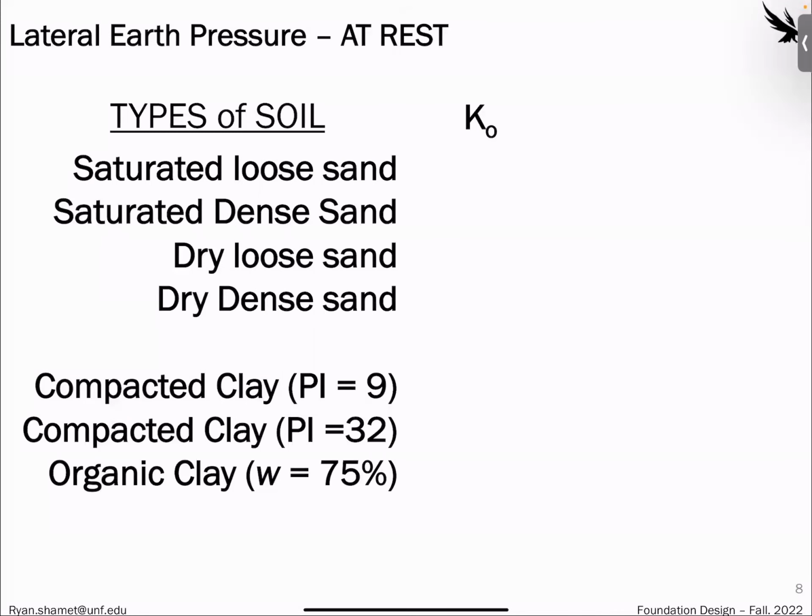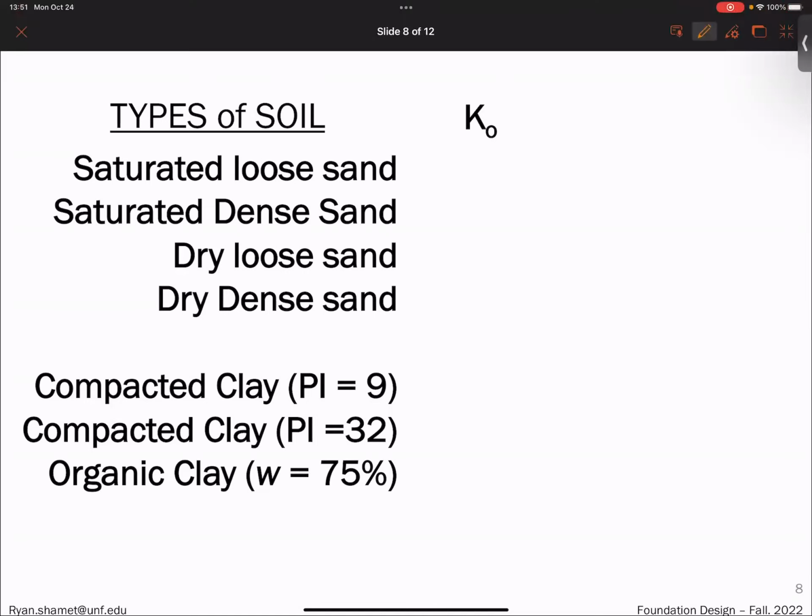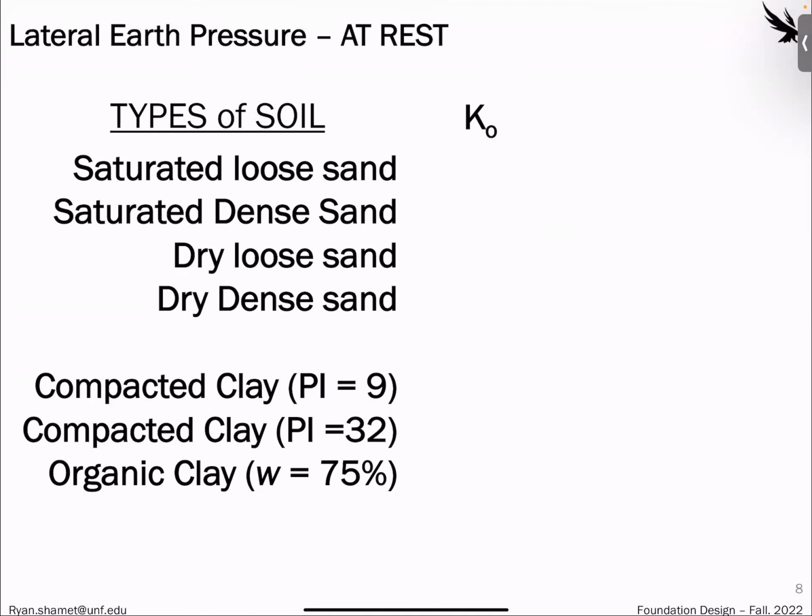So the typical lateral earth pressures at rest, these are just some of the examples here, and we'll go through some of the equations of how we find these. If we have saturated loose sands, this is like 0.46, saturated dense sands 0.36, dry loose sands 0.65, dry dense sands 0.49. These are some of the ranges.